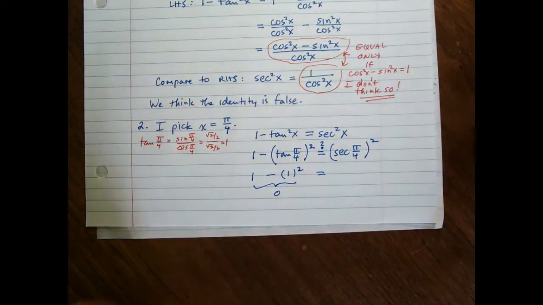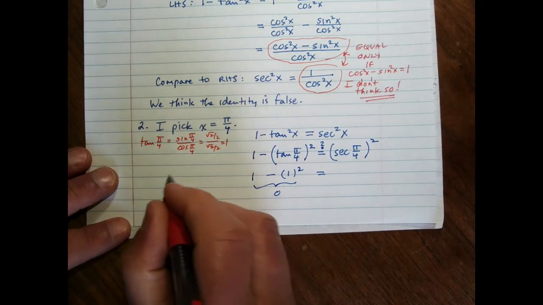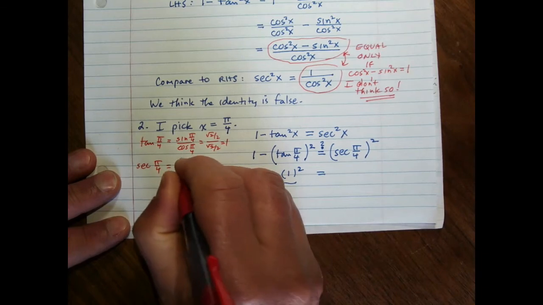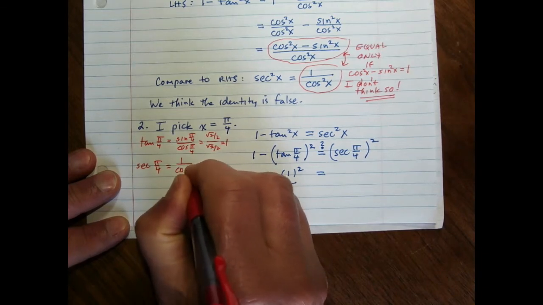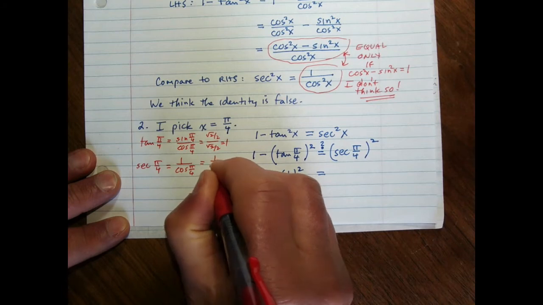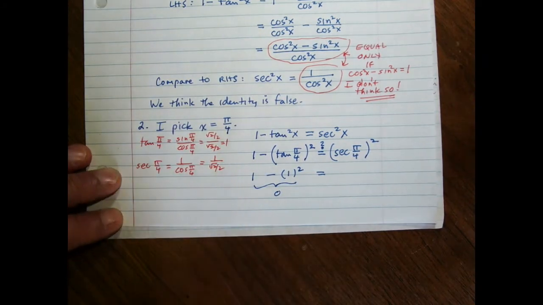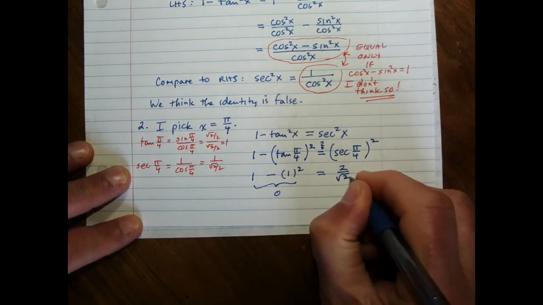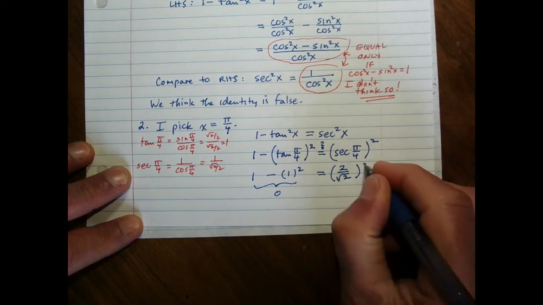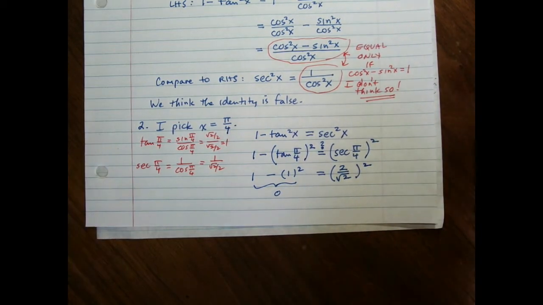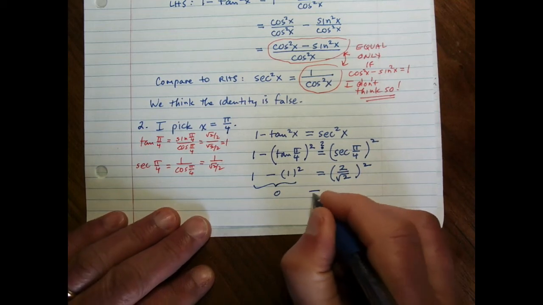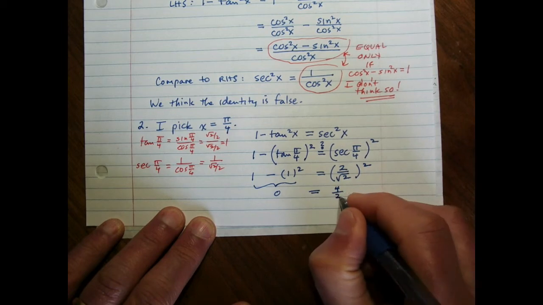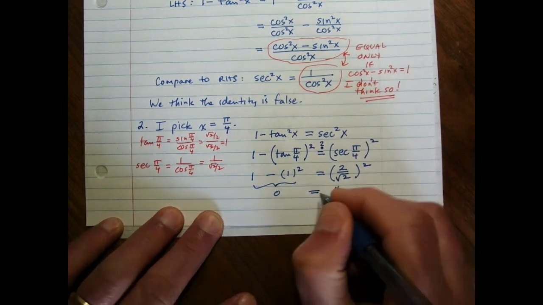The right-hand side is secant of pi over 4 squared. Now, secant of pi over 4 is 1 over cosine pi over 4. So that's 1 over square root of 2 over 2. 1 over square root of 2 over 2 is going to be 2 over square root of 2, just the reciprocal, squared. And that's certainly not equal to 0. The right-hand side is actually equal to 4 over 2, which is 2, so that is not equal to 0.